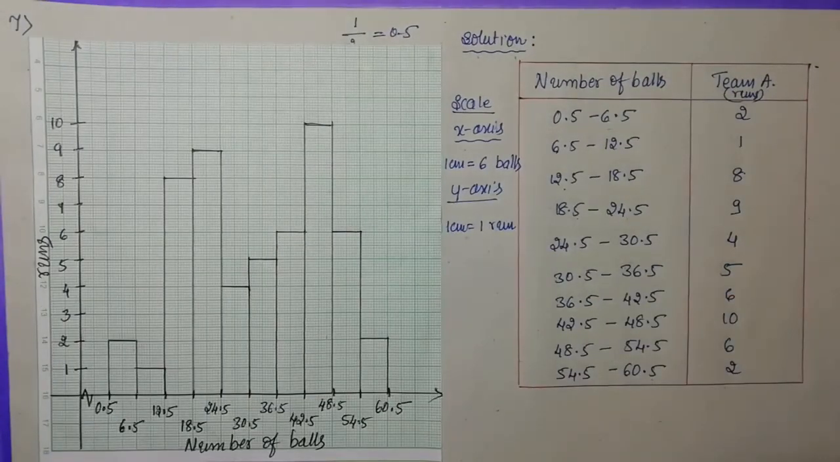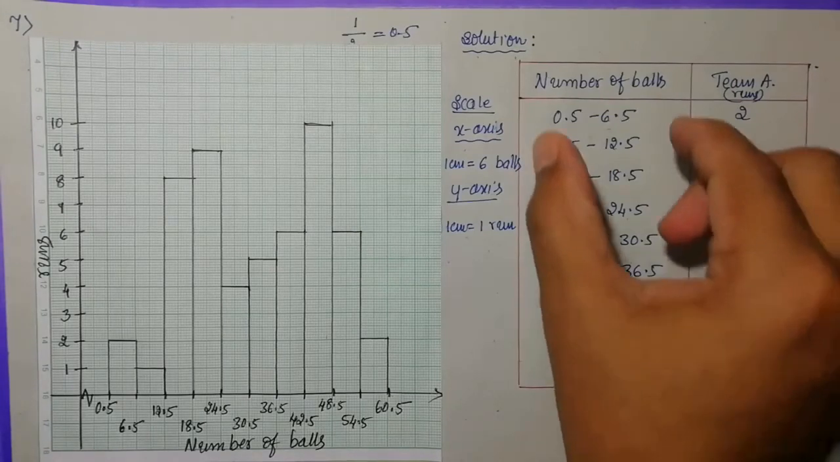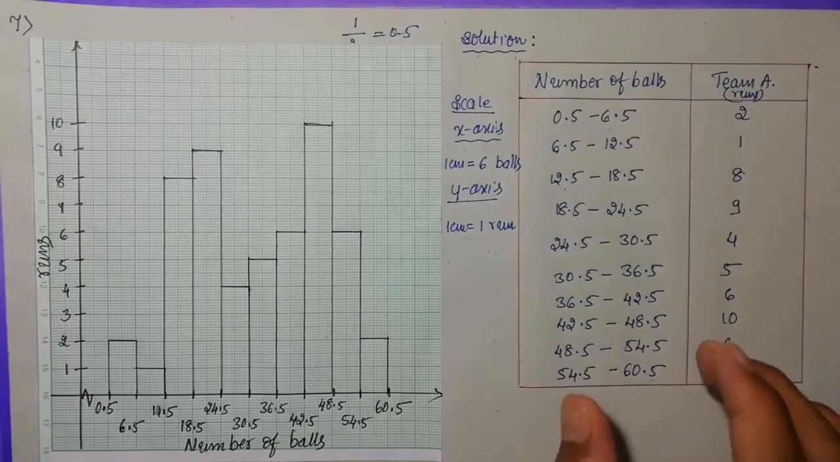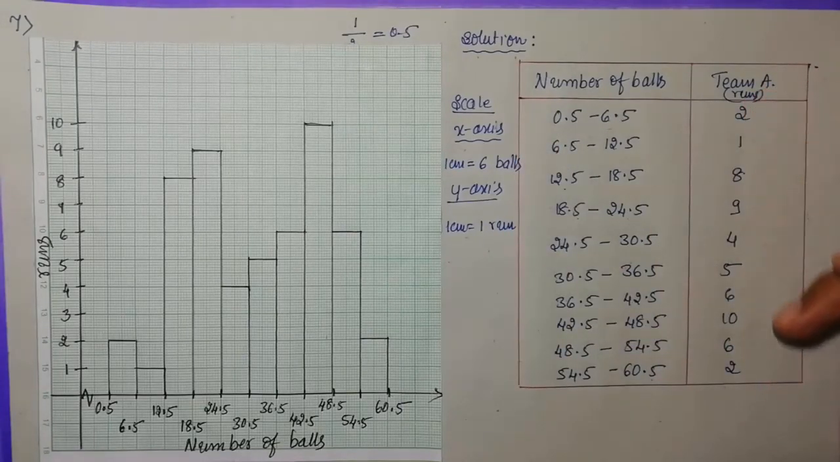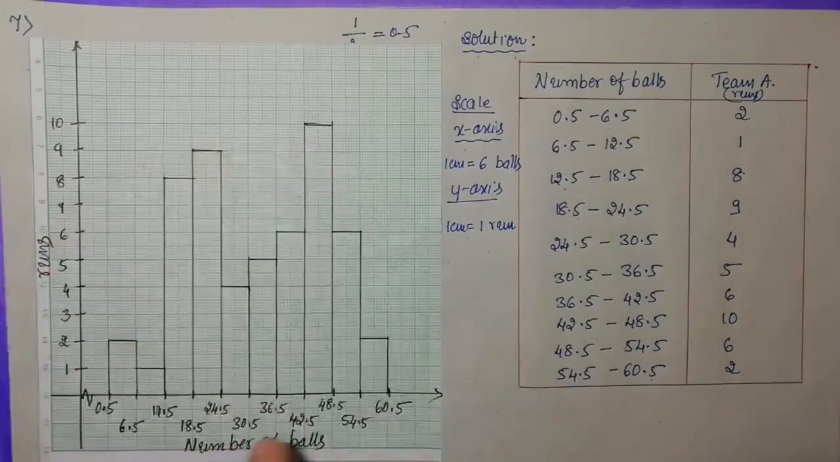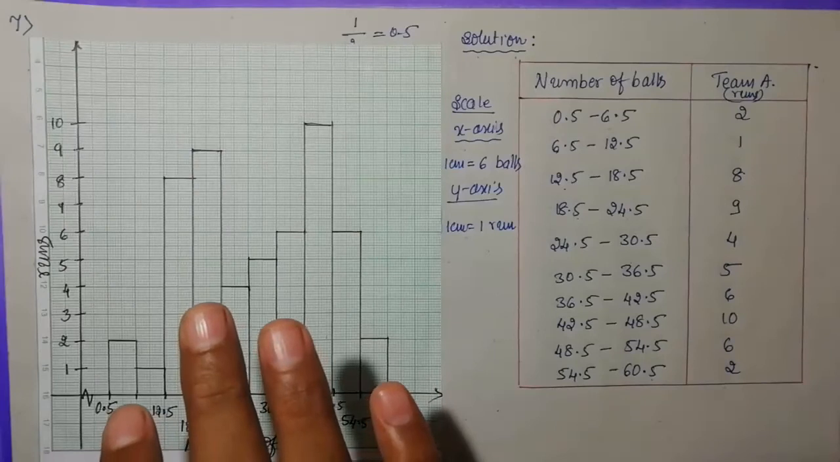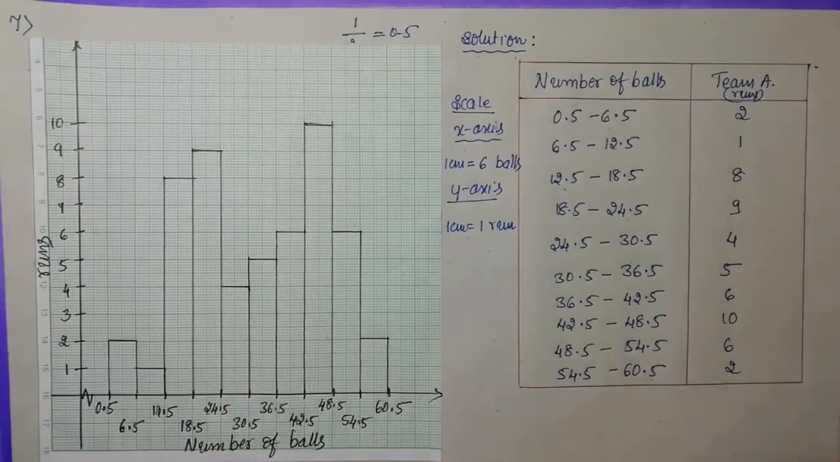This is only for team A. This represents team A. In the same sense, you need to make the class intervals continuous. You will get the same thing, but here you need to write the runs scored by team B. Then in another graph sheet you need to draw the histogram like this. Okay, are you getting my point? So for the same question 7, you need to draw one more histogram for team B.